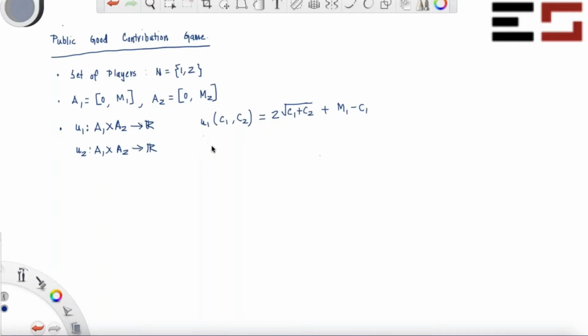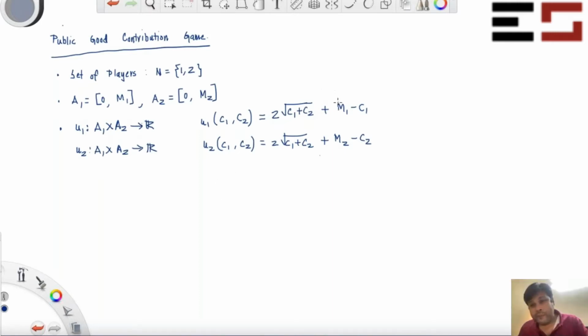We can also do the same thing for player 2. Let's assume that the players are symmetric in the sense that they have identical utility functions. Is that clear? So we'll solve this problem. And M1 and M2 are given. M1 and M2 are exogenously given.